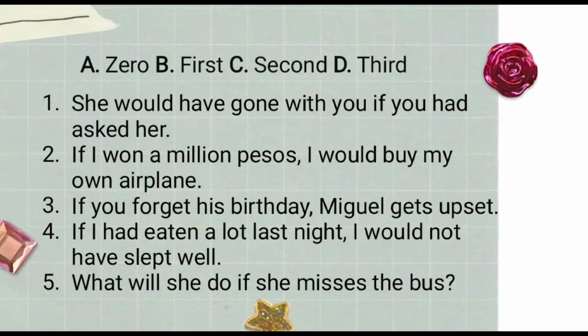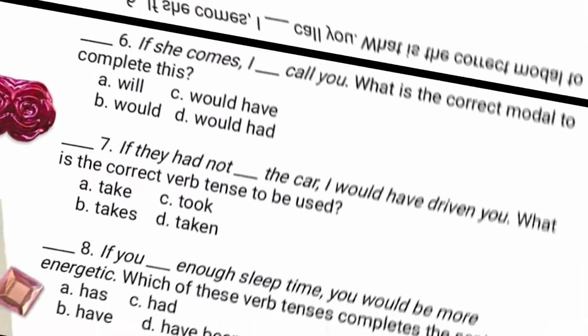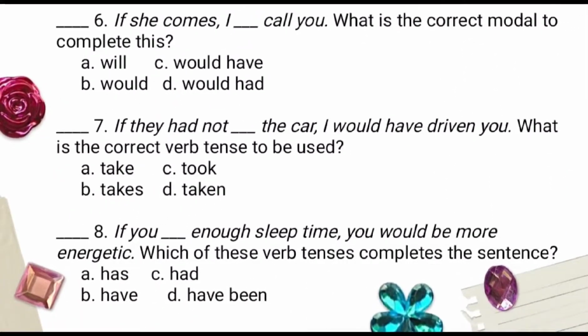Number 3. If you forget his birthday, Miguel gets upset. 4. If I had eaten a lot last night, I would not have slept well. And number 5. What will she do if she misses the bus? Number 6. If she comes, I blank call you. What is the correct modal to complete this? A, will, B, would, C, would have, D, would had.